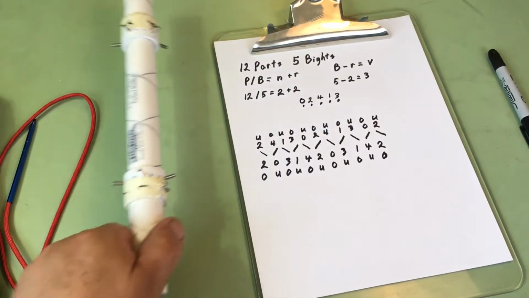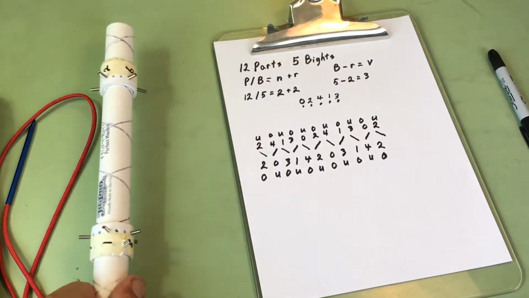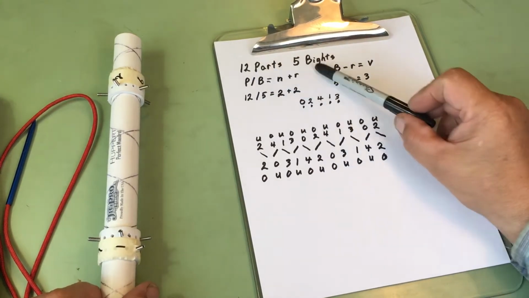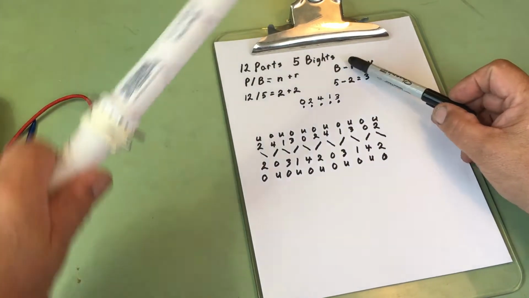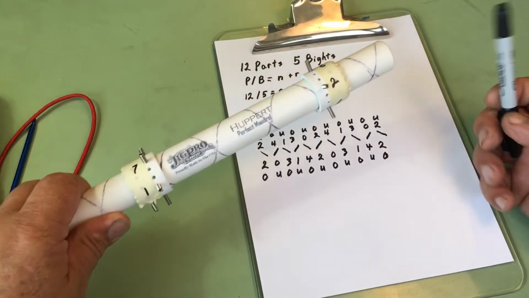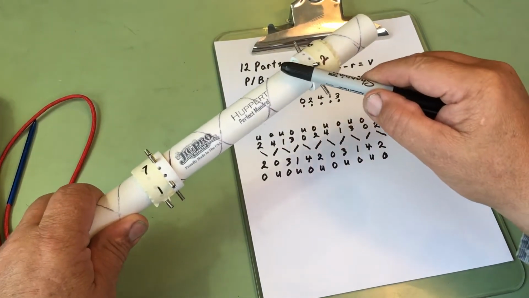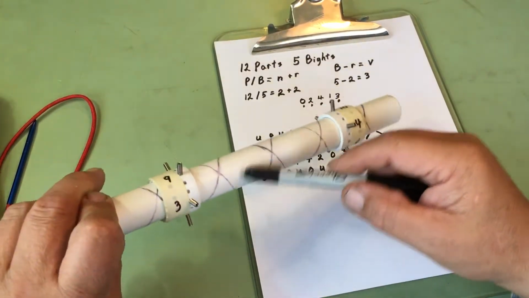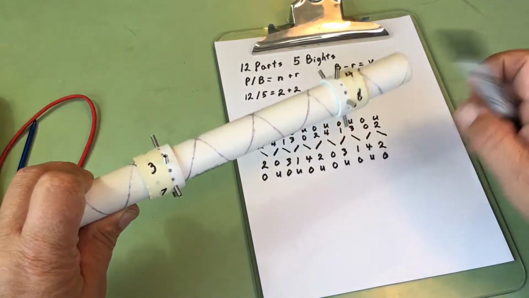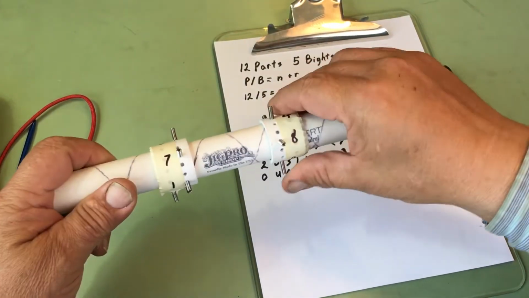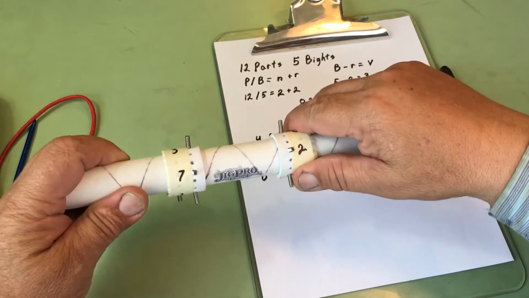In this video, I'd like to show how to tie a knot with 12 parts and 5 bights using a mandrel with the pins, and I've already showed how I set up and drew these lines on this mandrel to help show where this one will go.